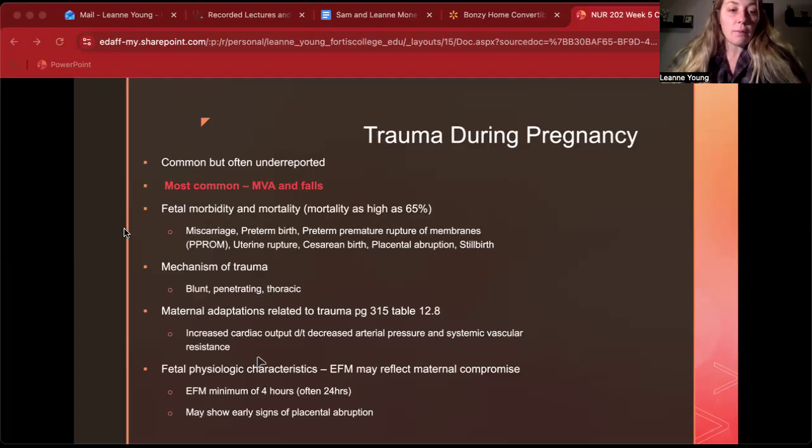Fetal physiological characteristics. Electronic fetal monitor may reflect maternal compromise. So, if mom is in really bad condition, baby might also be in a really bad condition. We need to monitor these patients for at least 4 hours after the trauma. Even if a mom falls, she needs to be monitored for 4 hours minimum, because we want to monitor for placental abruption or any other type of abnormality.